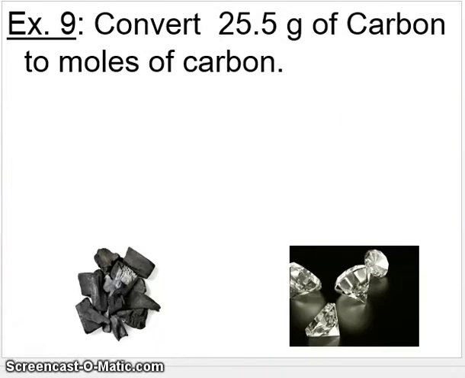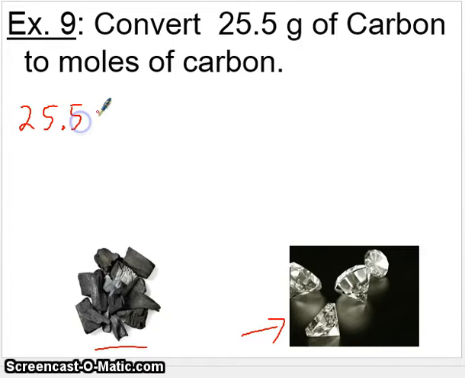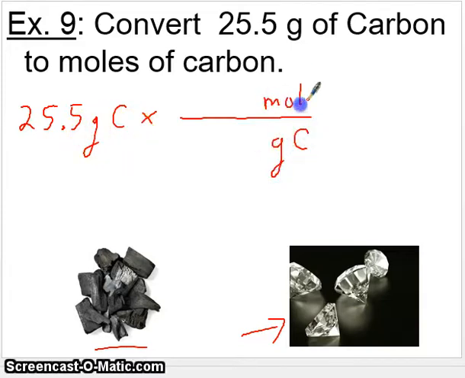So the question here is convert 25.5 grams of carbon to moles of carbon. Carbon comes in two varieties. This is coal and this is diamond. Carbon is actually both of these. So let's convert just like we've done previously. Let's begin with what we're given, in this case 25.5 grams of carbon. I'll symbolize carbon with just a C. Then we have to multiply it by our conversion factor. According to the rules, grams of carbon will go on the bottom, and moles of carbon will go on top. That is what we're asked for, moles of carbon.